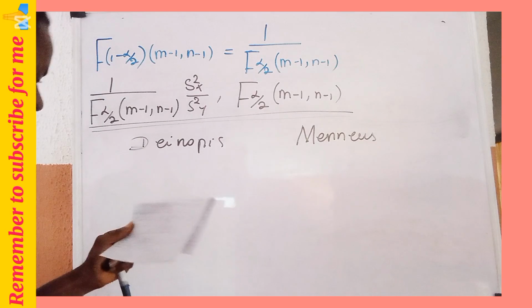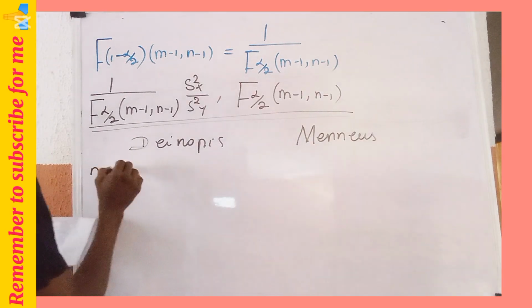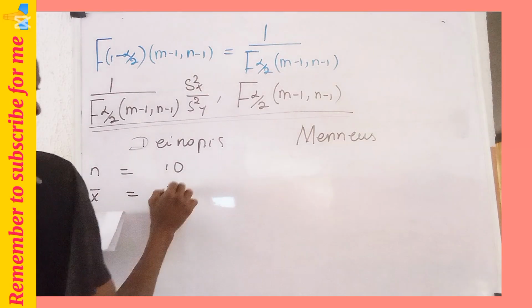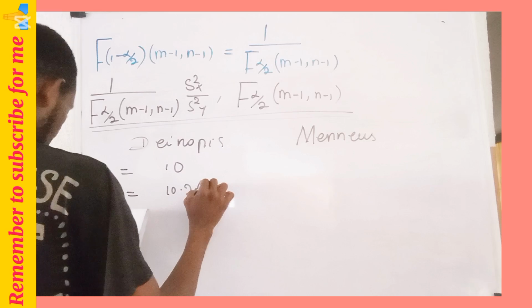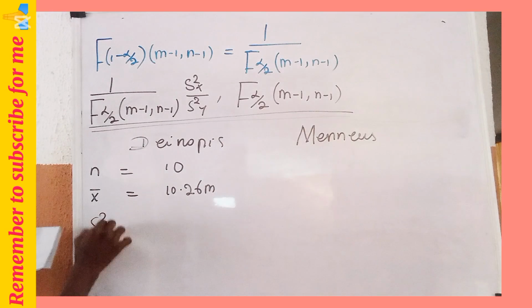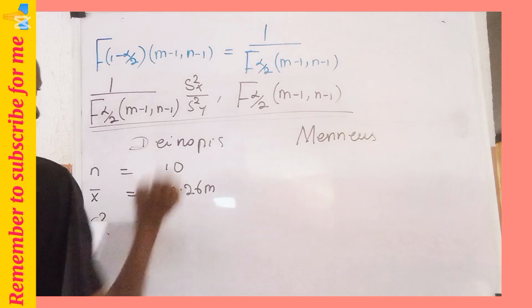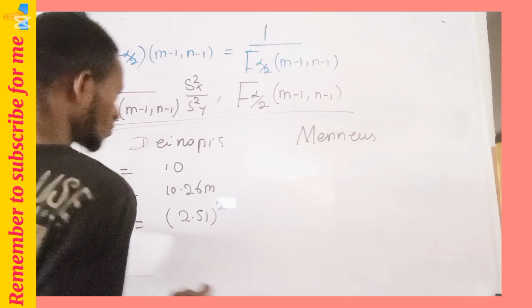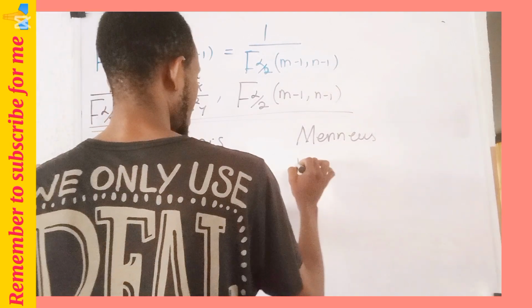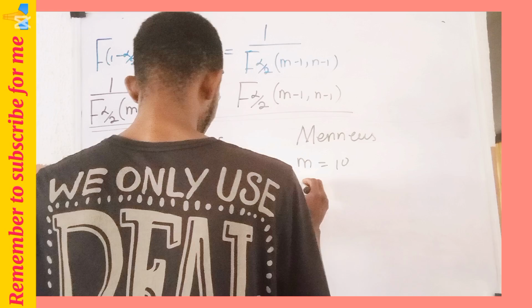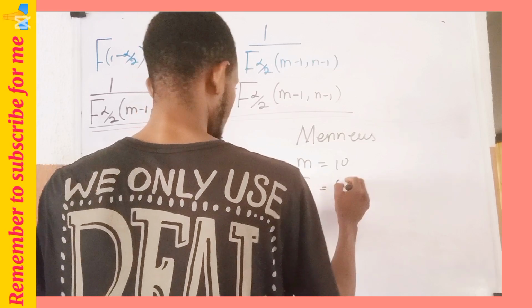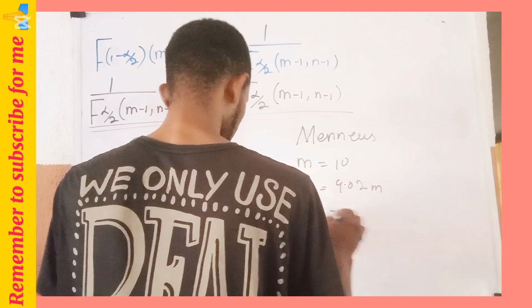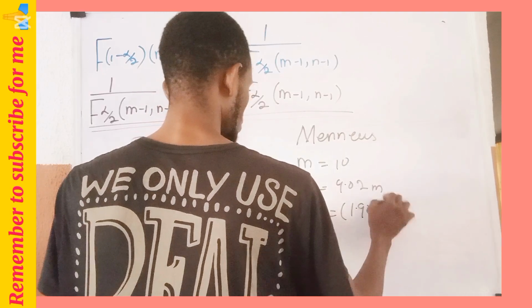Okay, they say that the sample size n is equal to 10. And the x bar, which is the mean of the sample here, is 10.26 m. While s squared of x, which is the variance of the sample coming from this particular species, is 2.51 all raised to power 2. Then under this species, they say m is equal to 10, and then our y bar is equal to 9.02 m, while our s squared of y is given as 1.90 raised to power 2.